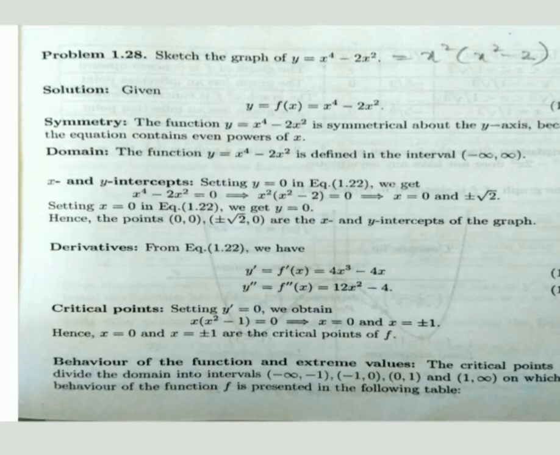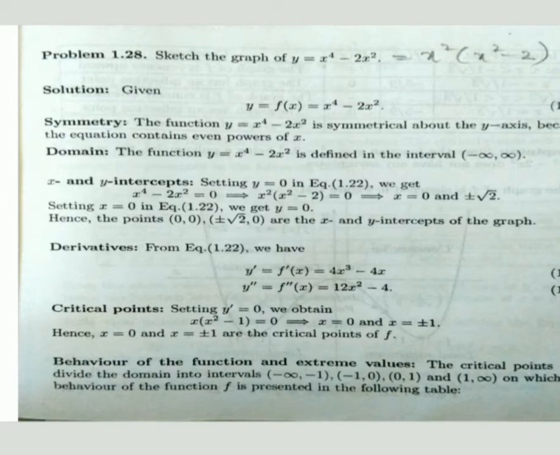Now to find the x-intercept, set y equal to 0. That gives x square into (x square minus 2) equal to 0, so x square is equal to 0, or x is equal to 0 and x is equal to plus or minus root 2. And to find the y-intercept, set x equal to 0. So we will obtain y equal to 0. Therefore (0, 0) and (plus or minus root 2, 0) are the intercepts of the graph.